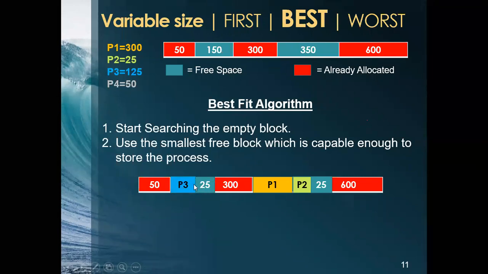Now the problem starts from here. If I want to store P4, the total free space we have left is 25 plus 25, so 50, but they are not contiguous. Remember, we are learning contiguous memory allocation. If I sum the two 25s, they are 50, which is enough to store P4. But the problem is they are not contiguous, and this is a contiguous memory allocation algorithm. That is the reason P4 will not be stored.